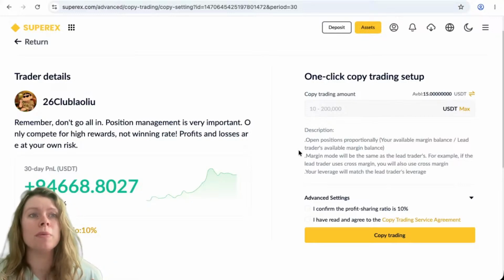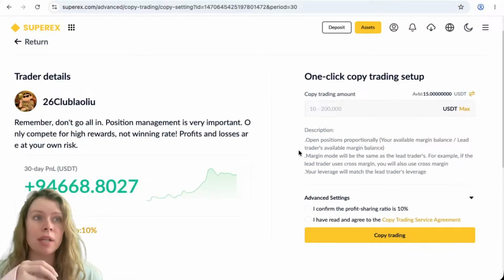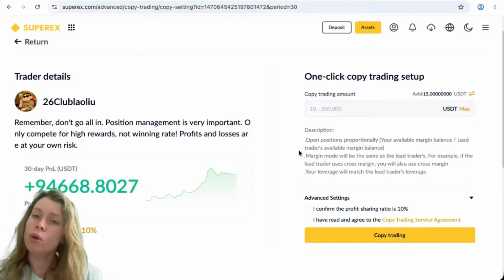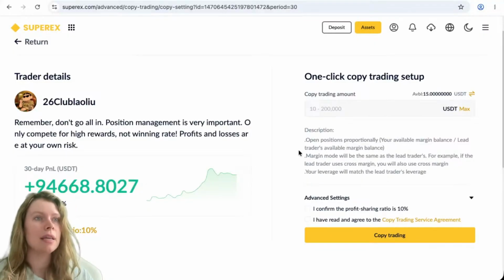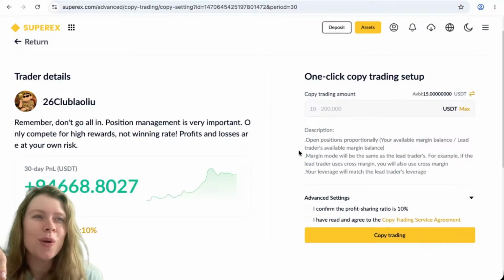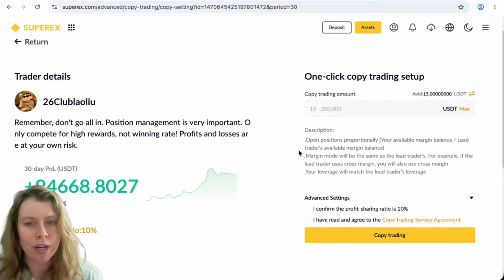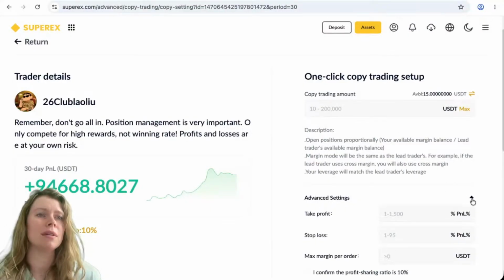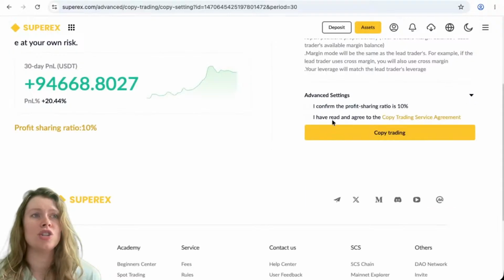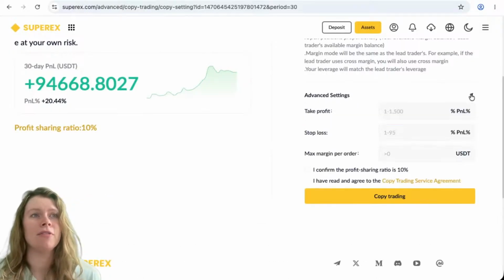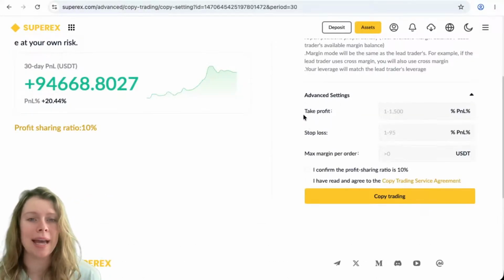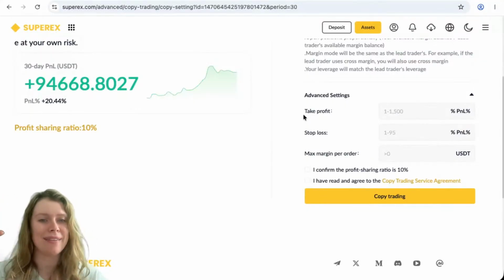Margin mode will be the same as the lead trader's. For example, if the lead trader uses cross margin, you will also use cross margin, okay? That makes sense. Your leverage will match the lead trader's leverage, okay? This is something that you actually have to have. So initially you just click, click, click, click. But for advanced settings, I would open it up just to have a little bit of a safety net, okay?